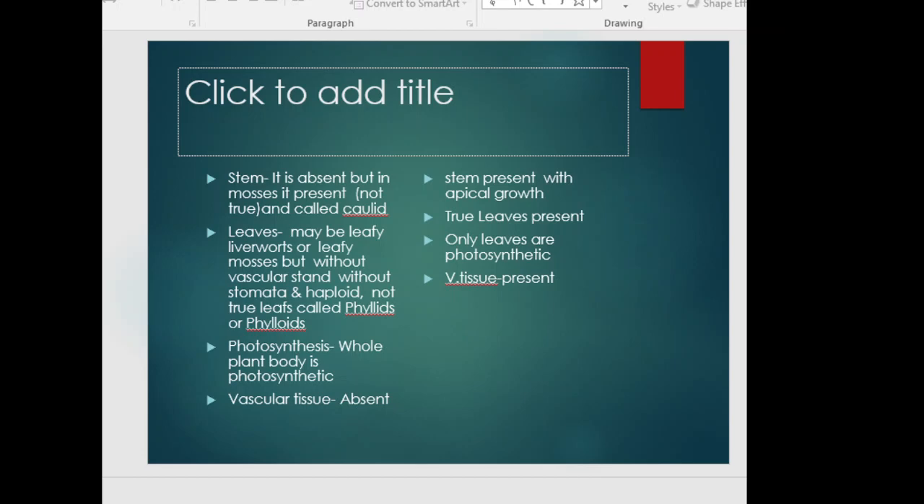And we talk about the photosynthesis. Whole plant body is photosynthetic, that is the gametophytic plant body. The photosynthetic tissues are present in the gametophytic body, while in case of the pteridophyta, only leaves are photosynthetic. Vascular tissues are absent in the bryophyta, and the vascular tissues are present in the pteridophyta in the form of stele, that is the simple structure where the xylem is present inside and phloem surrounds the xylem.